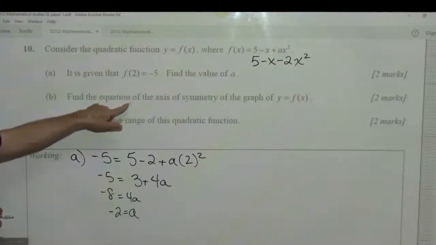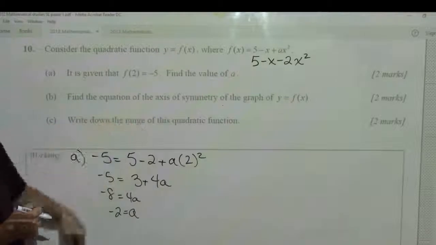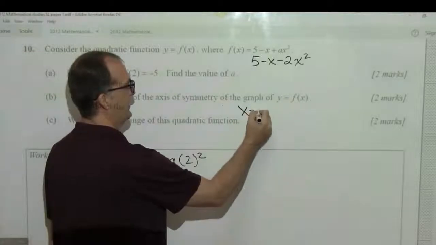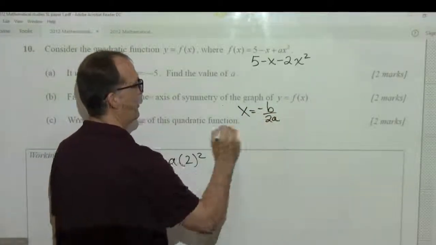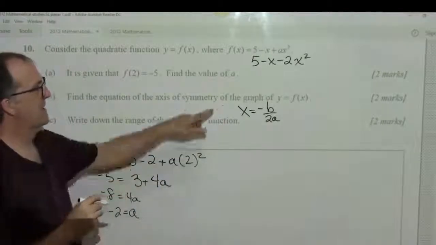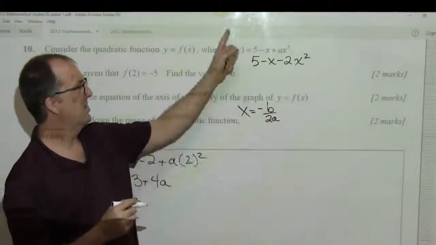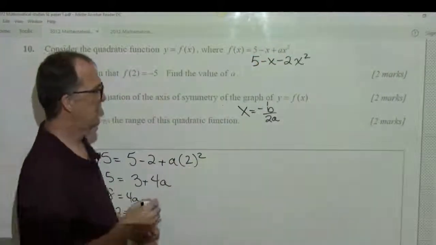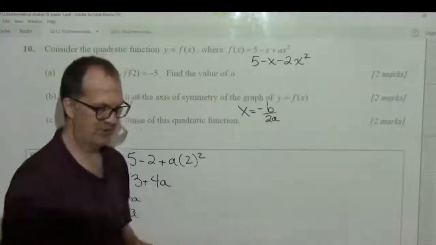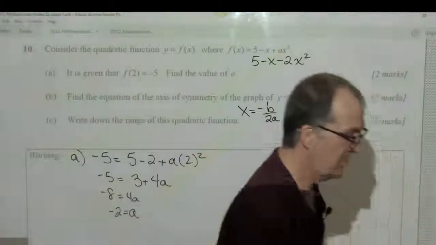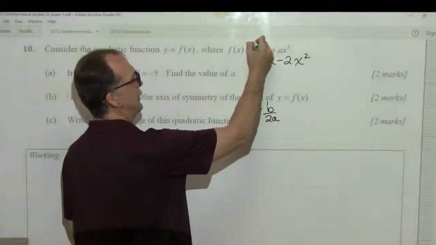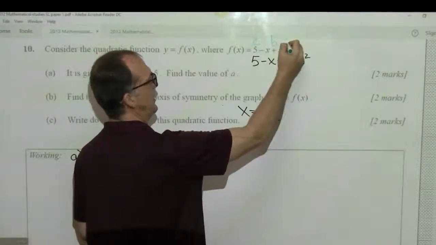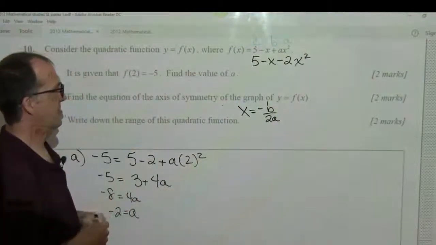Then in part B, they want you to find the equation of the axis of symmetry of the graph, and this goes back to this formula. The axis of symmetry is negative b over 2a, but you have to be careful. This b and a is when the equation is written with the x squared first, then the x, and then the constant. So let me just grab a pen. This is really c, b, a.